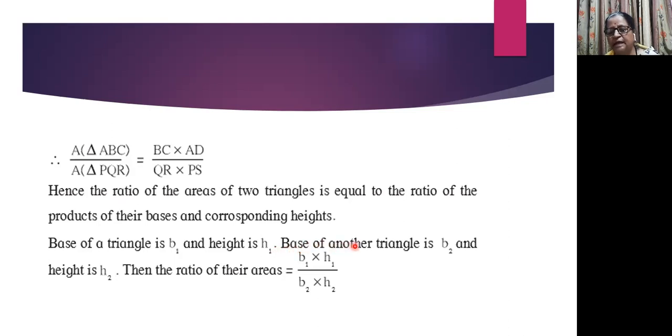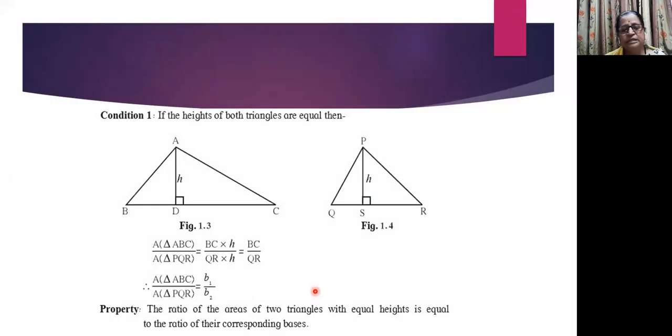Base of the triangle is B1 and height is H1. Base of the other triangle is B2 and height is H2. Then the ratio of their areas is B1 multiplied by H1 divided by B2 multiplied by H2. In this, we are going to study another condition.